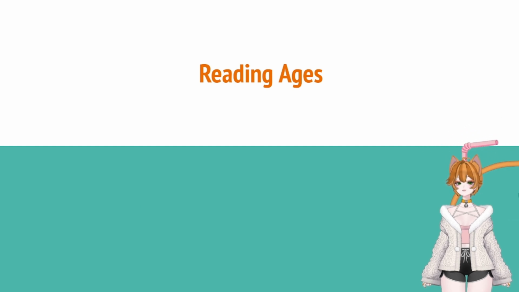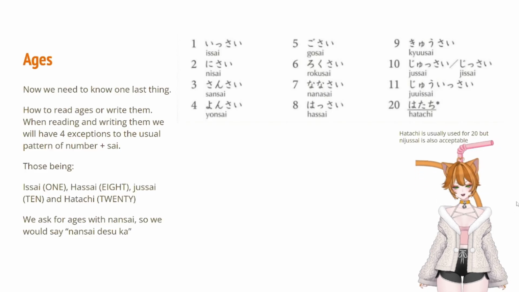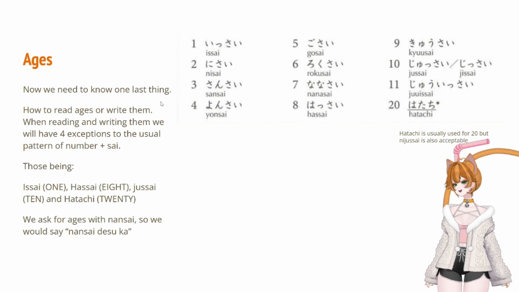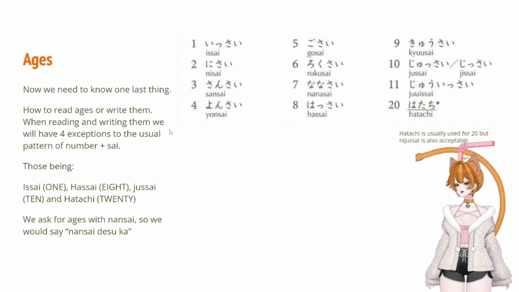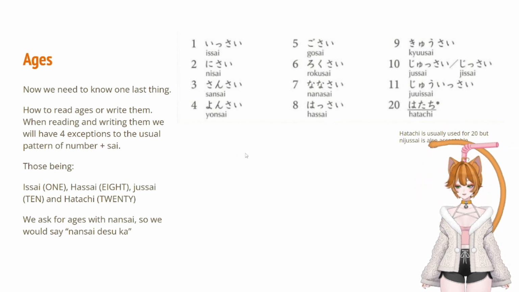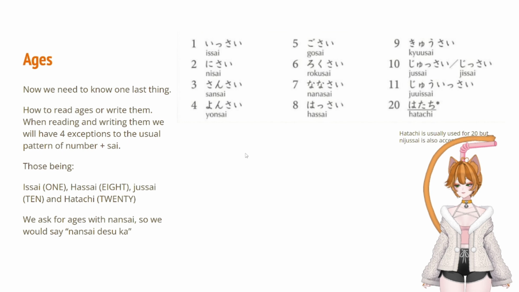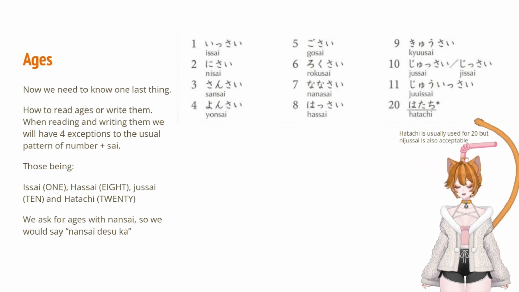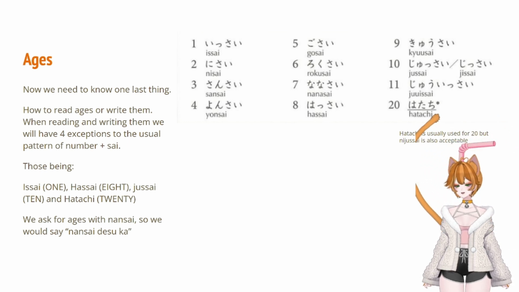And finally, we're going to move into reading ages. So, reading ages, we will see some exceptions here. One last thing to know. When reading and writing, we will have 4 exceptions to the usual pattern of number plus sai. Those being isai, which is 1, hasai, being 8, jusai, being 10, and hatachi, being 20. When asking for ages, we would use nansai. So we would say, nansai desu ka?